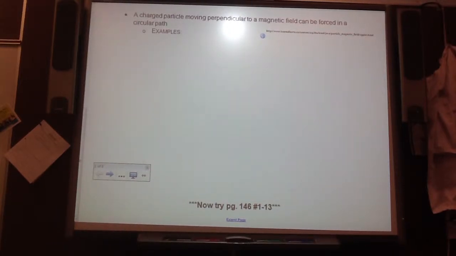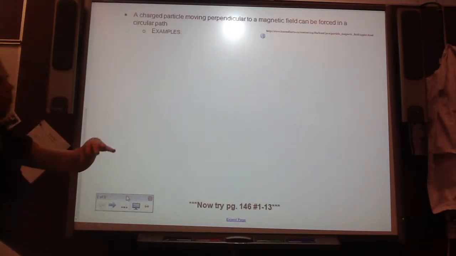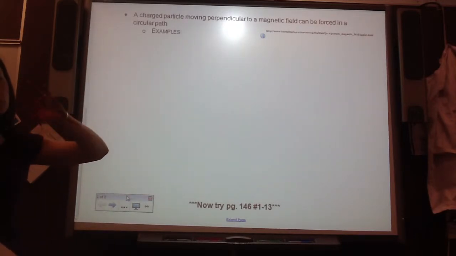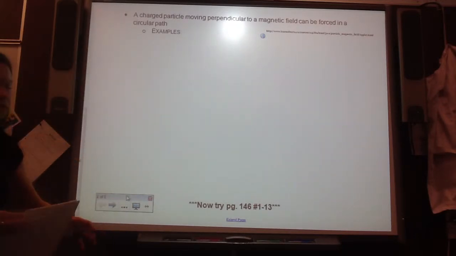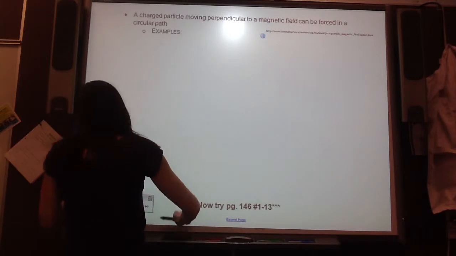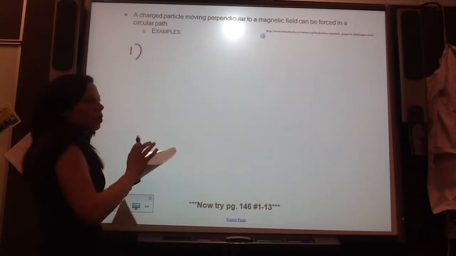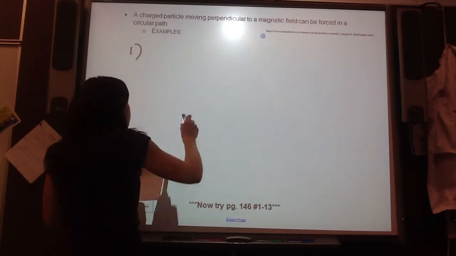So now, a charged particle moving perpendicular to a magnetic field can be forced into a circular path. I'll just show you what that looks like right now. This is the first half of the lesson; the second half we'll do more circular motion stuff. Okay, so for number one, I'll just show you in general what we're looking for.